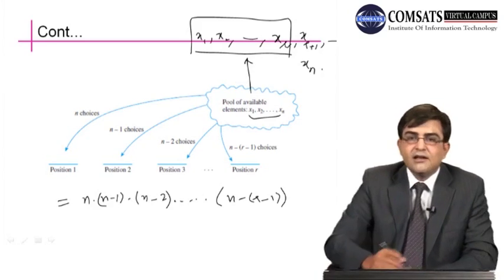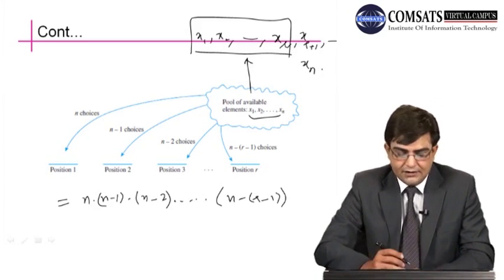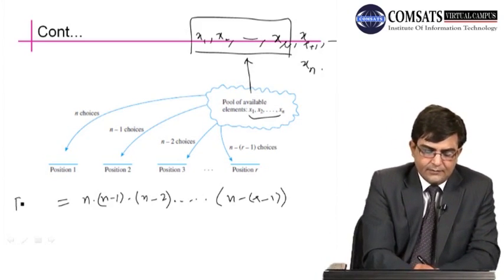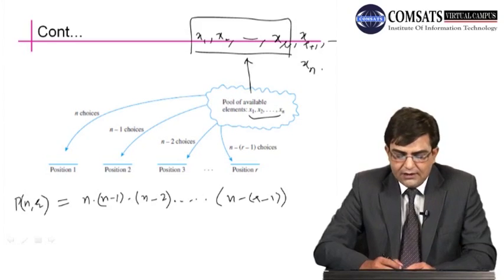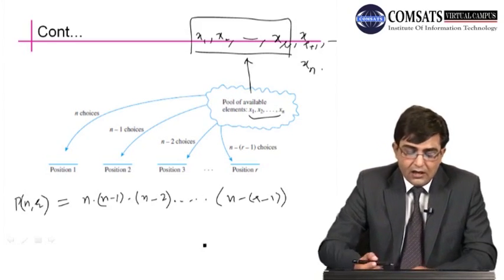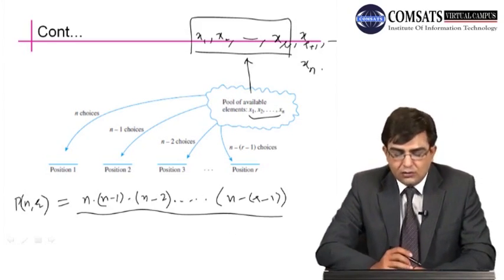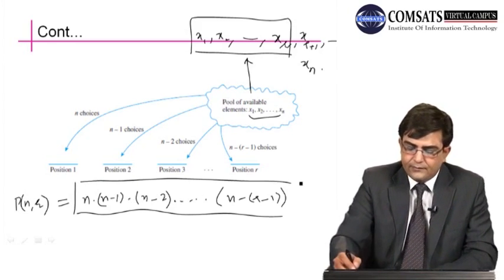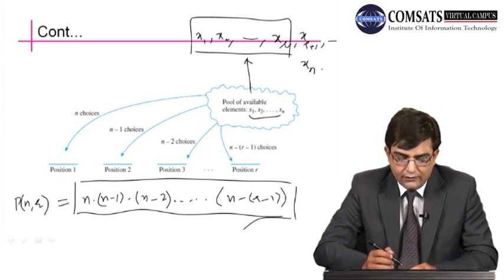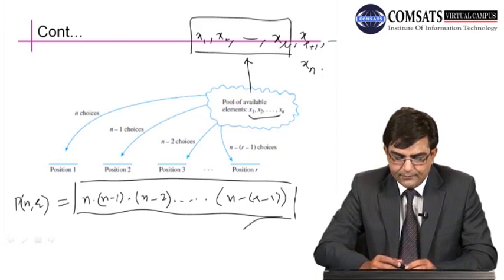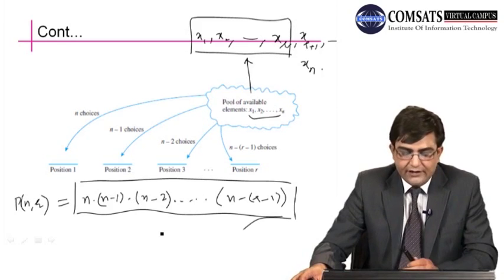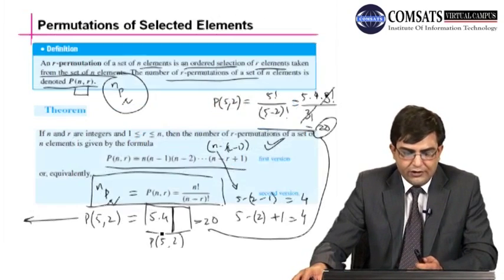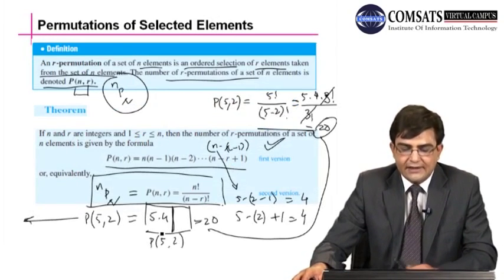This is basically the same as we have discussed in the examples and applications of the multiplication rule. So by using the multiplication rule, we can calculate the arrangements of r elements out of n elements. This is how we have derived the formula of permutations of selected elements.